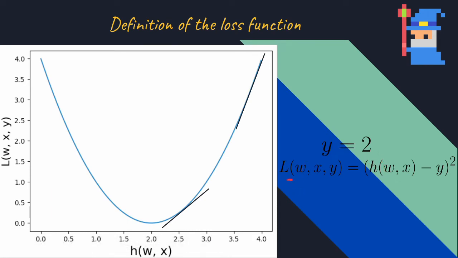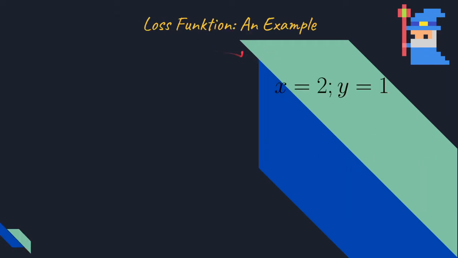So now we have the loss function defined as a function of y, x, and w, being the prediction of w and x minus the target, and that's squared. Right, so this is going to be an example. For example, if we were to have x equals 2 and y equals 1, so some child is 2 years old and 1 meter tall, and that's quite tall, but whatever.